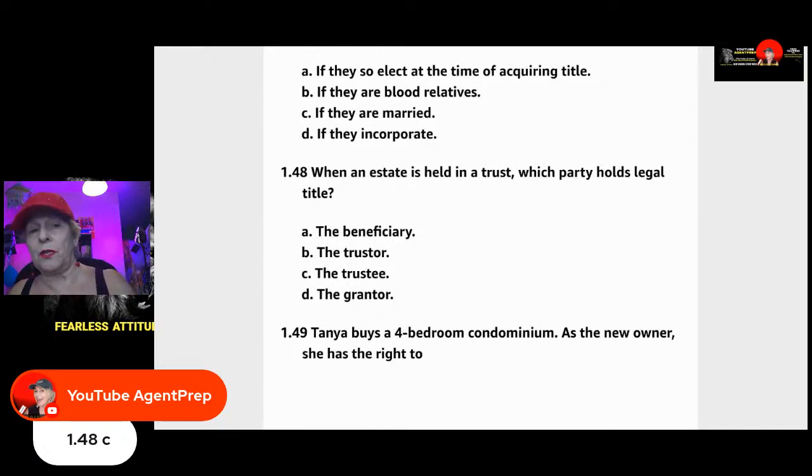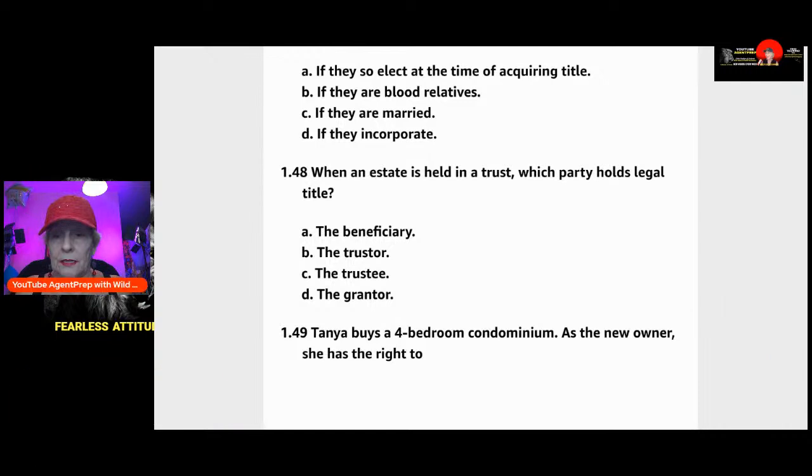Yes, so severalty was one of the other types of ownership. So in an estate, because it's an estate, right? Interest in real property, that's an estate. So they put them in a trust. So the grantor or the trustor is the owner. And the grantor transfers legal title to a fiduciary who will be the trustee. And they hold the title and manage the estate for the benefit of the beneficiary.